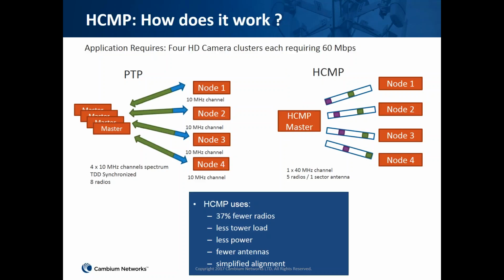Say for a given example, you want to connect 4 links using PTP, and each end of a link is connected to a cluster of 4 cameras. Instead of having 4 different links connected almost back to back, you can have one HCMP master that connects to 4 nodes. By doing it this way, you're using 37% fewer radios. You're using less tower load. You're using less power because you're just using one master HCMP. You're using fewer antennas, and it's simplified alignment because it auto aligns.